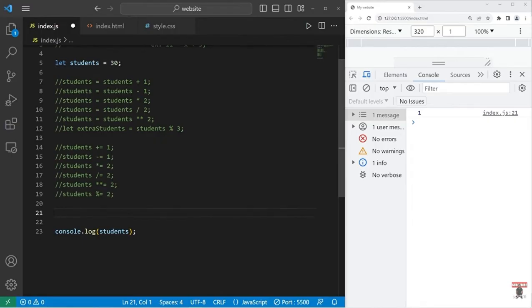So another place where modulus could be helpful is if you're determining if a number is even or odd. 30 is an even number. Divided by 2, the remainder is 0. 31 is odd. The remainder is 1.